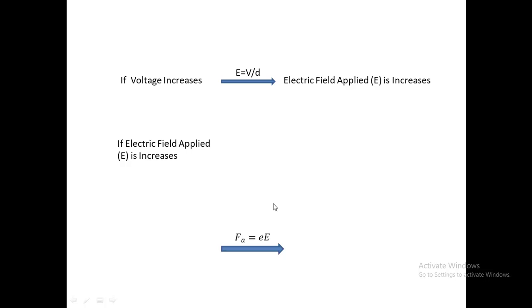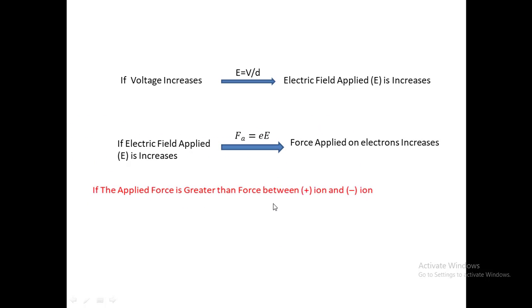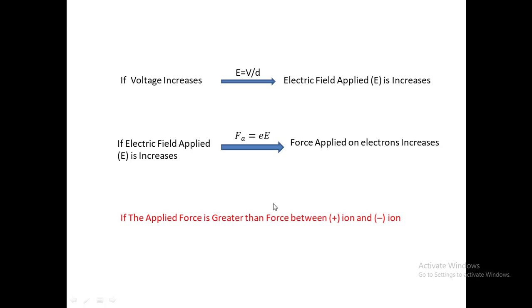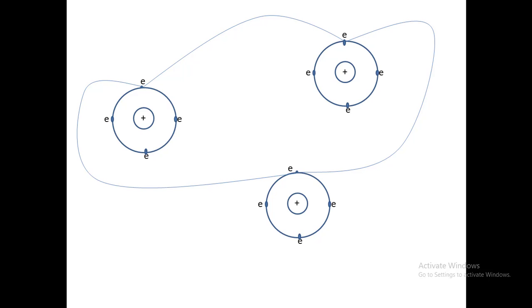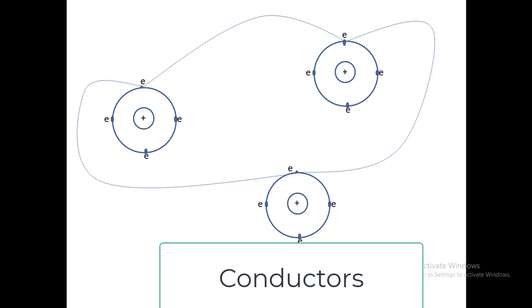Now if voltage increases, the electrical field applied increases, and then the force applied on the electron also increases. If this applied force is greater than the force between the positive ion and negative ion, the electron attached in the insulator leaves and goes to the nearest atom. Then the electron in the nearest atom goes into the next atom. So what we will see is that the charge is getting conducted. This condition of atoms is called conductors.